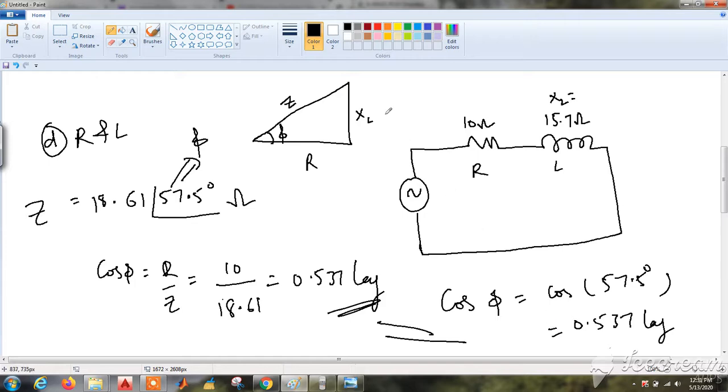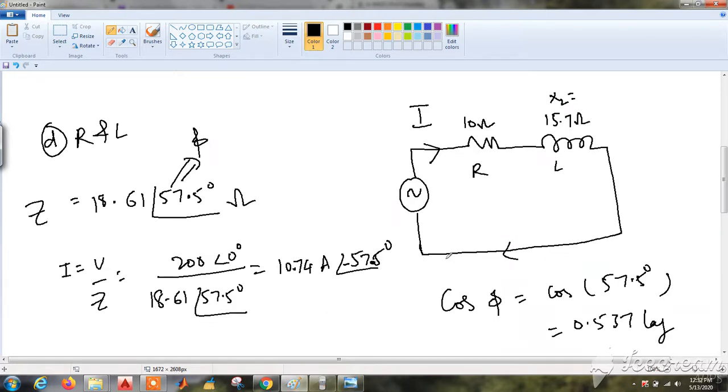Now let us calculate the current flowing in the RL series circuit. So current is V by Z, we are getting 10.74 amperes at an angle of minus 57.5 degrees. We note that this is lagging in nature, and in lagging the current lags the voltage by 57.5 degrees here. So minus means lagging. The angle associated with the current when it is minus, then it is lagging. Power factor will be lagging.